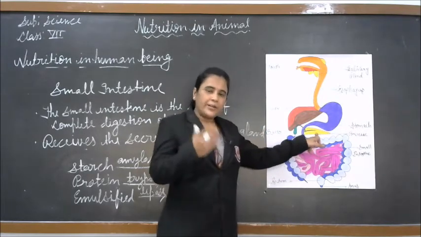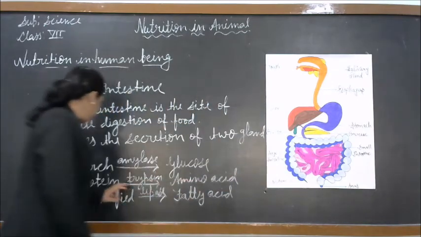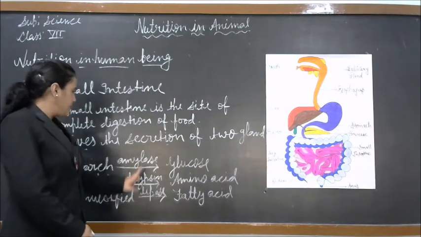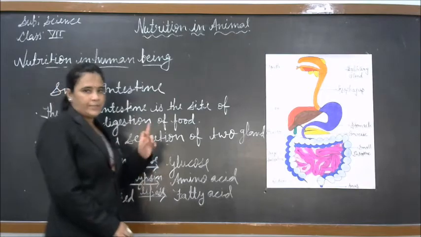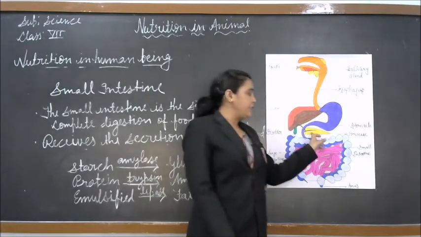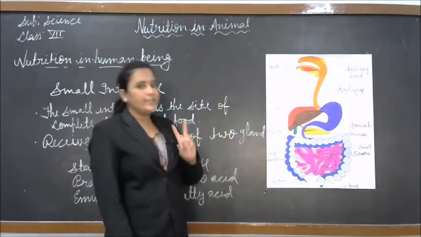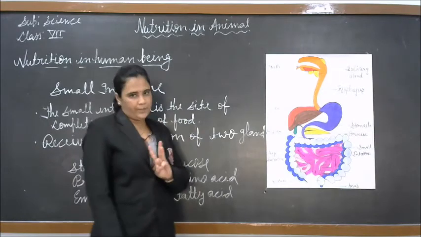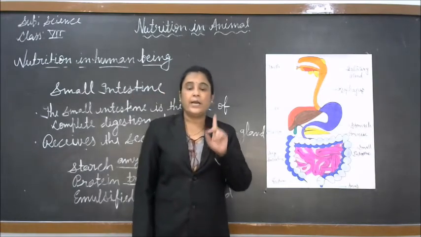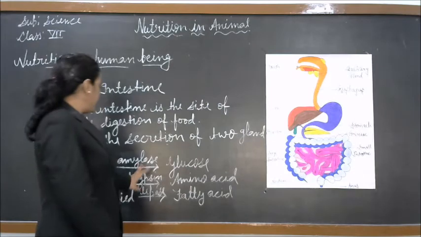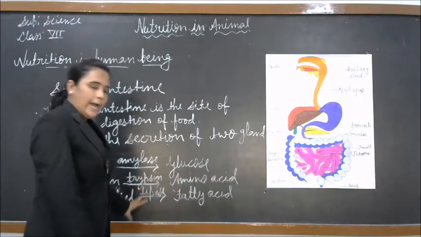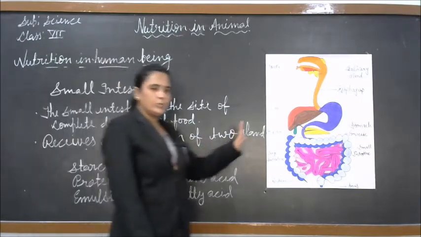The pancreatic juices contain amylase, trypsin and lipase. Remember this: pancreatic juices contain amylase, trypsin and lipase.